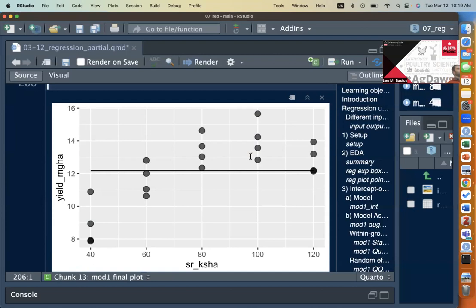So this is the regression line coming from this intercept only model, right? Intercept only models do not allow for different relationships. It's basically just showing you the overall mean on the y-axis, right? That's what we're doing here.